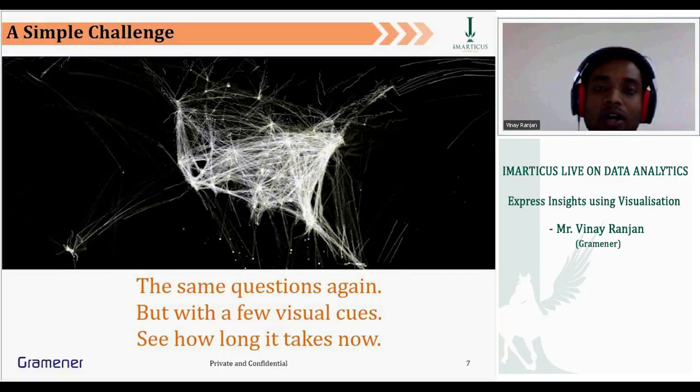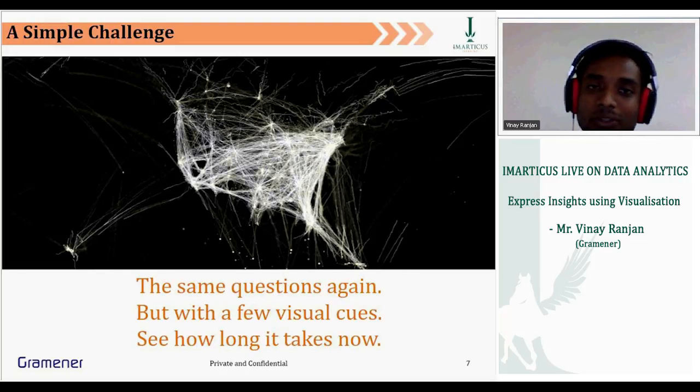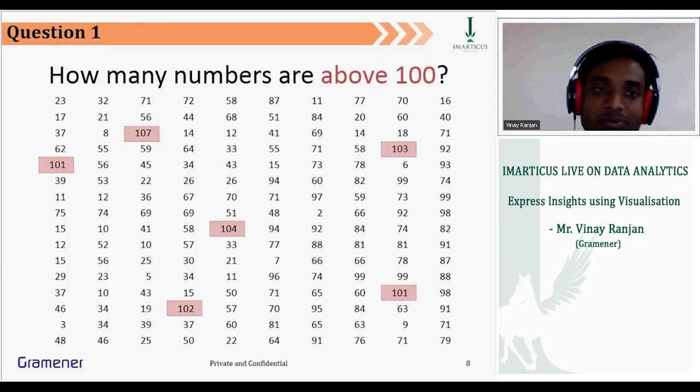So I hope you might be able to answer those questions, but let's make things a little bit easier by using a few simple visual cues. So the same thing, what I have done is highlighted the numbers which are above 100. So now we can easily make out that there are six numbers which are more than 100. But in the previous slide, it was very difficult to figure out how many numbers are above 100.